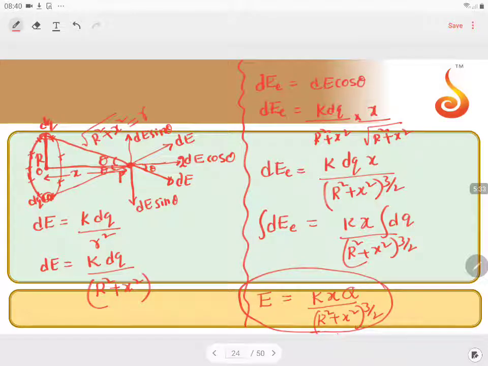If you have a positive charge on the ring, then the electric field will be along the axis but away from the center. If it is a negative charge, it will still be along the axis but towards the center.